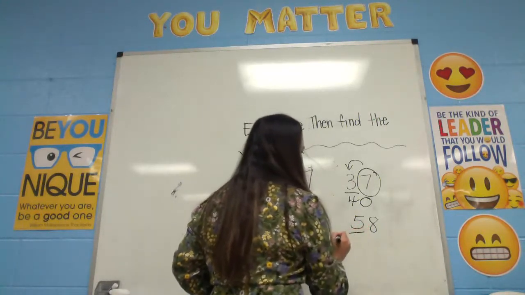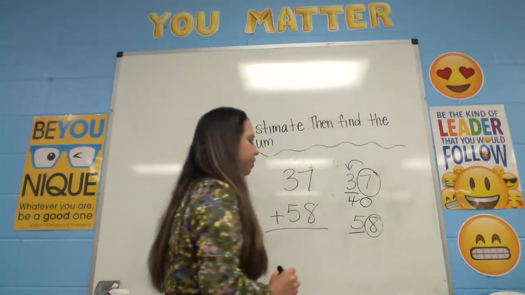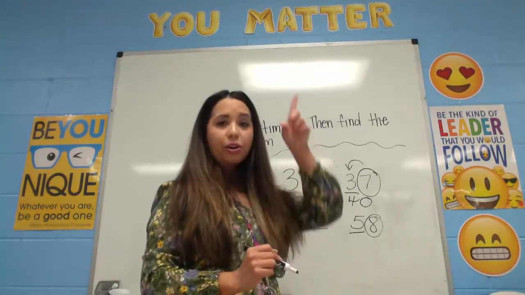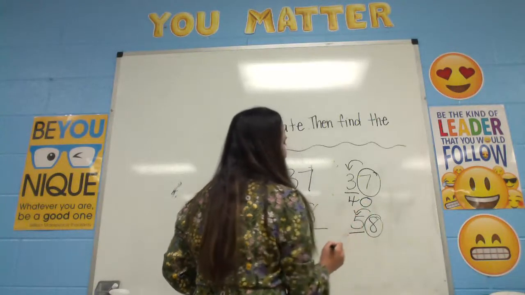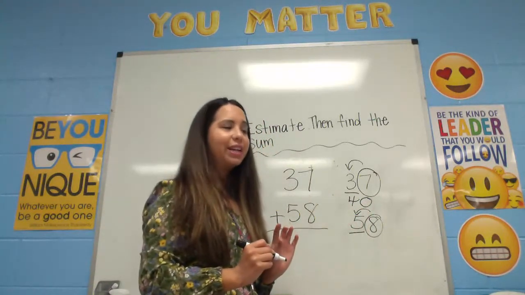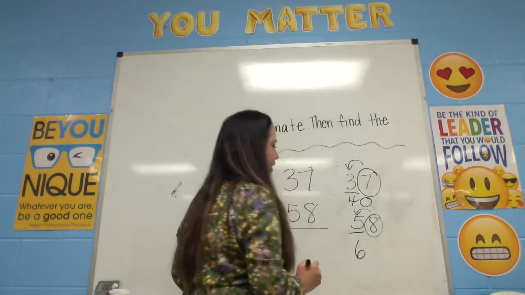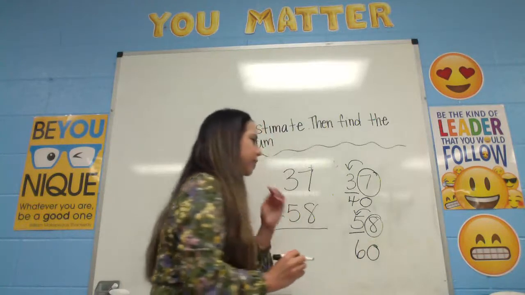Let's do the same thing for 58. Underline the rounding digit, which is 5 tens. Go to the right and circle the ones. It is 5 or greater, so add 1 more. So 5 tens increases by 1. 5 tens turns into a 6, and the ones place turns into a 0.